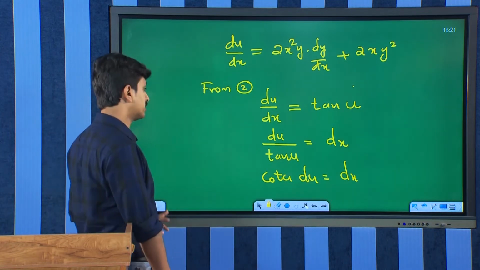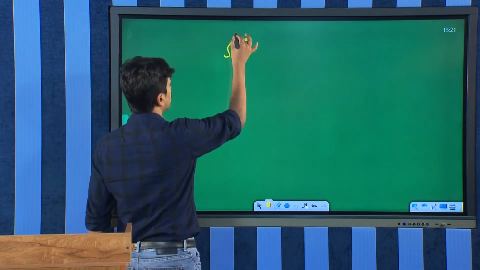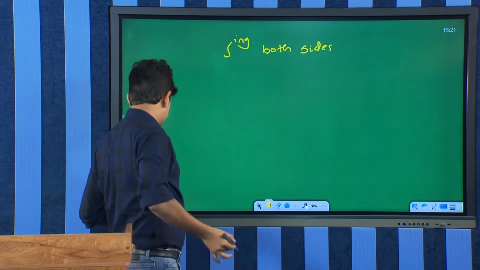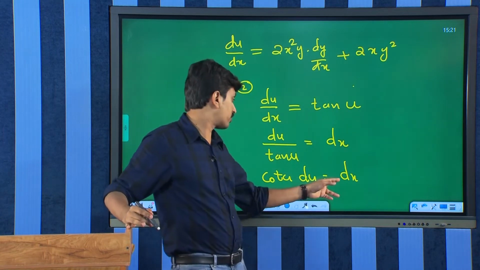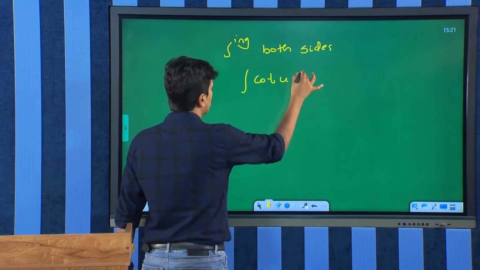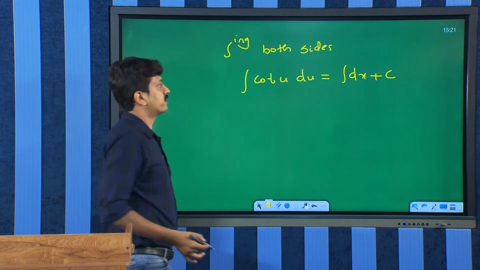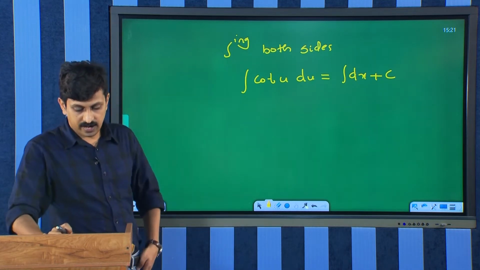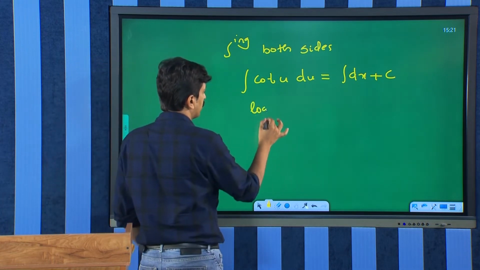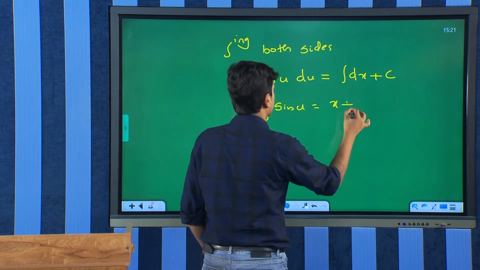So, we can integrate both sides. Integrating both sides, we have integral of cot u du is equal to integral of dx plus c. Okay, fine. So, integral of cot u du is log mod sin u, is equal to integral of dx, which is x plus c.